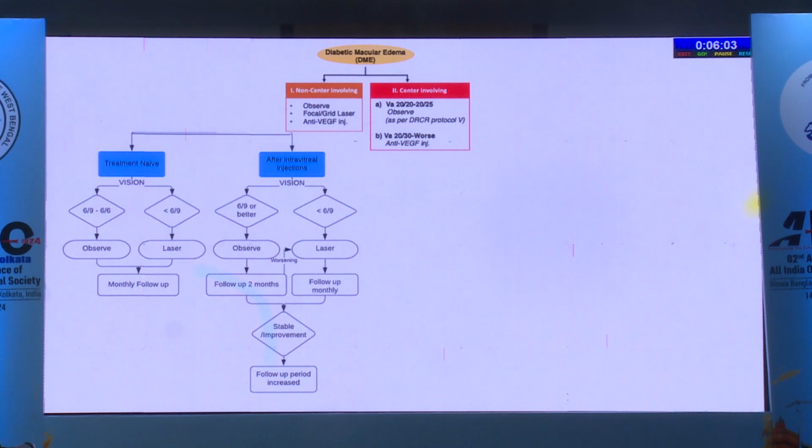Very recently we have published that we followed these non-center involving for 2 years. A third of them, nearly 26% of them, convert to center involving in 2 years. And the only risk factor is longer duration of diabetes. So if you have people with longer duration of diabetes, be more watchful for this conversion.